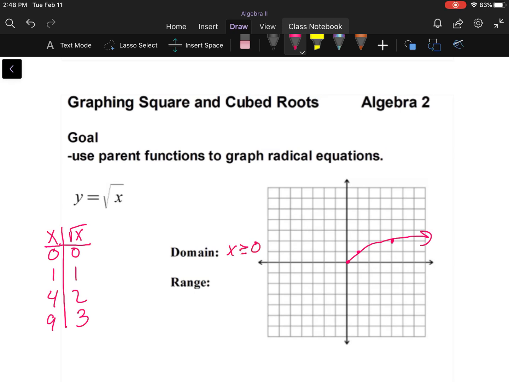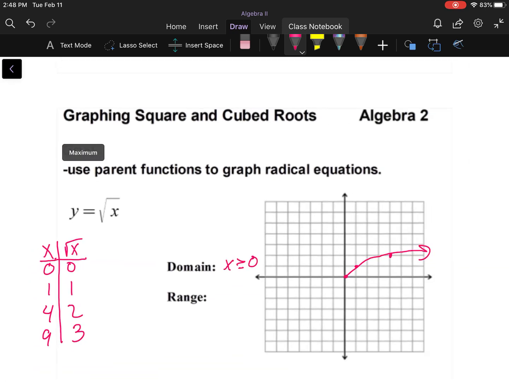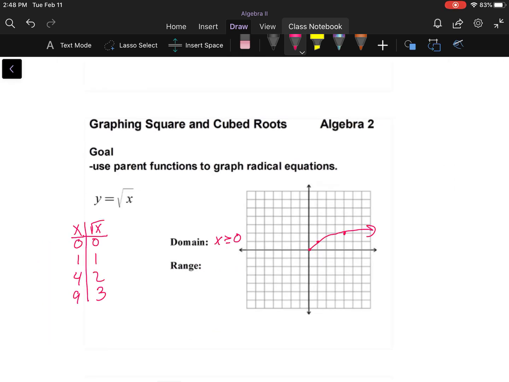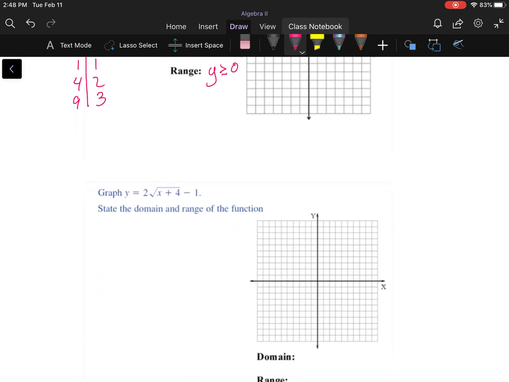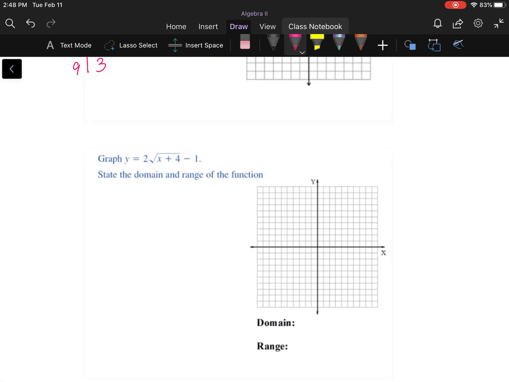We didn't have any negative numbers. And your range is everything above the x-axis, so actually y is greater than or equal to 0 as well. Okay, and we'll move that up, down, left, right as well. Like, for instance, here. This here would be a plus 4, but remember it's the opposite, so it's going to move it to the left 4, and that is going to move down 1. So my starting point is now going to be over at 1, 2, 3, 4, down 1.